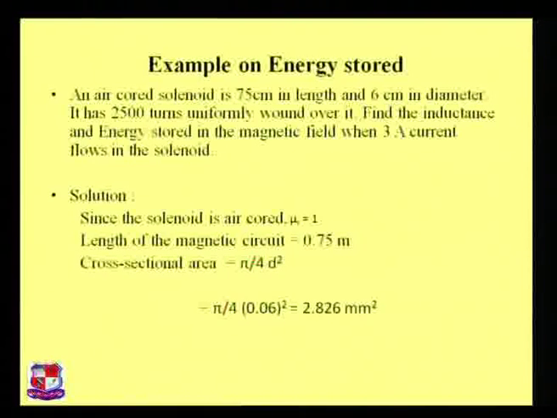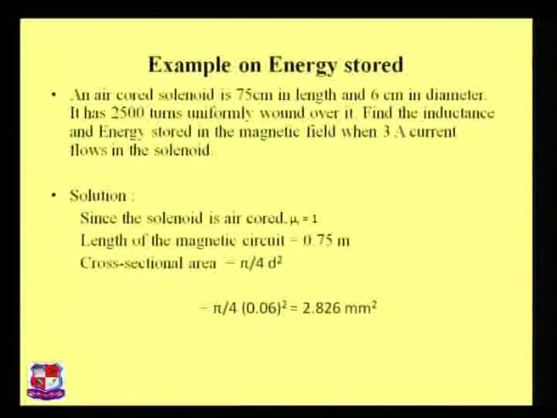Here we are given an air cored solenoid 75 cm in length and 6 cm in diameter. It has 2500 turns uniformly wound over it. We have to find the inductance and the energy stored in the magnetic field when 3 ampere of current is flowing in the solenoid. It means that we are giving 3 ampere current.